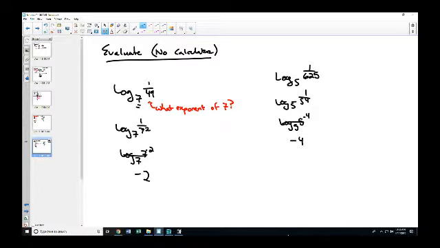so those are no calculator logs that you can evaluate. Anything with a clean exponent, really, right? Any perfect square in here, or perfect cube, or perfect fourth. Do you think we'll know? Not without a calculator. No.